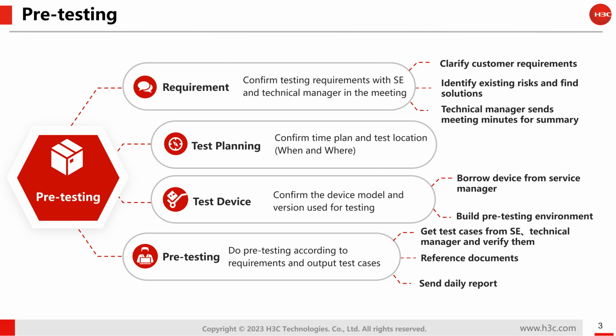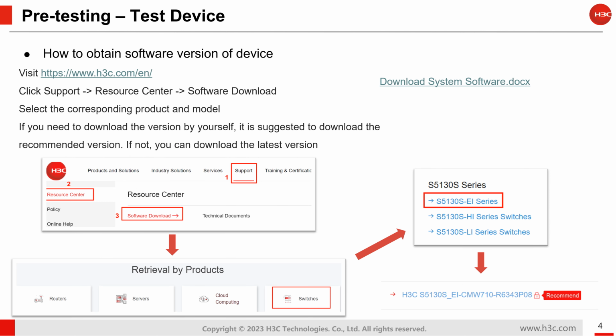The H3C official website has baseline test cases and configuration guidance, which you can use to learn how to configure related functions. During the pre-testing, you need to send a daily test report to synchronize testing progress and record risks. After obtaining the device, you need to check the device version and upgrade to the recommended version for testing.